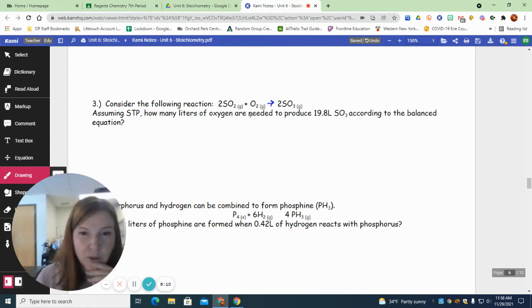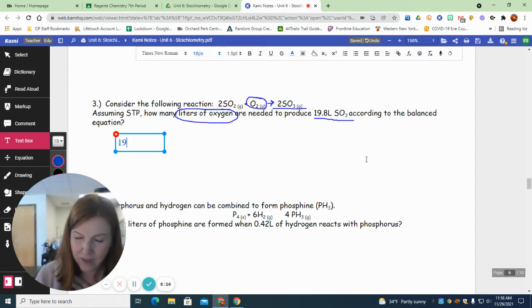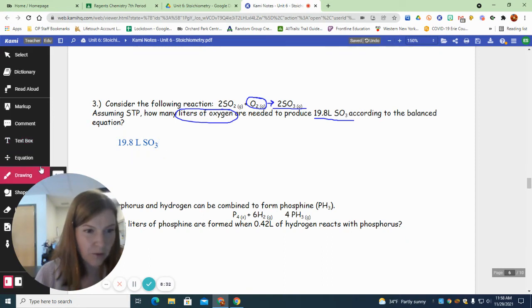How many liters of O2 are needed to produce 19.8 liters of SO3 according to the balanced equation? Okay, so I'm starting with SO3. They want to know liters of oxygen. All right, so let's set this up. I have 19.8 liters of SO3. I'm going to put that over 1, and then I'm going to multiply that.